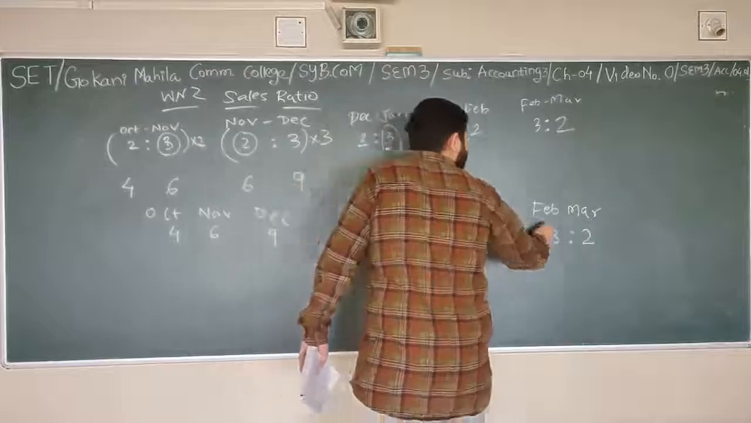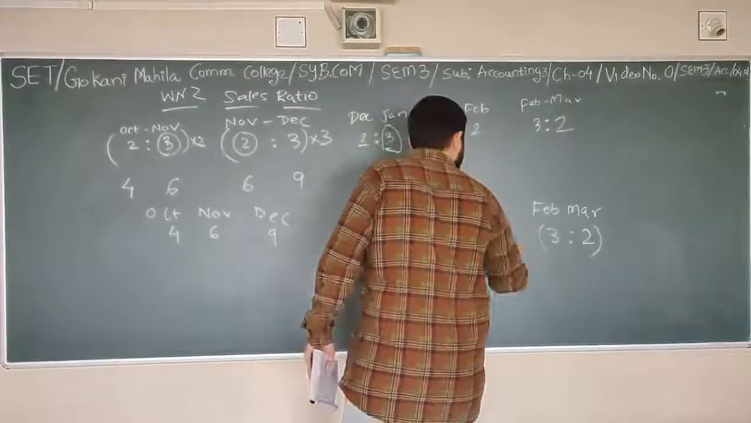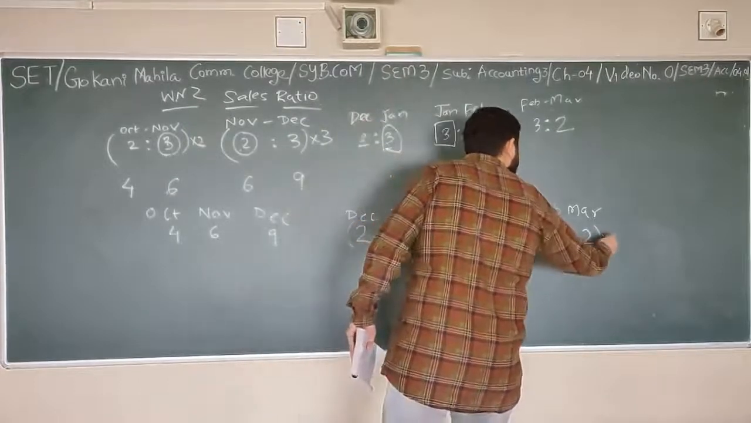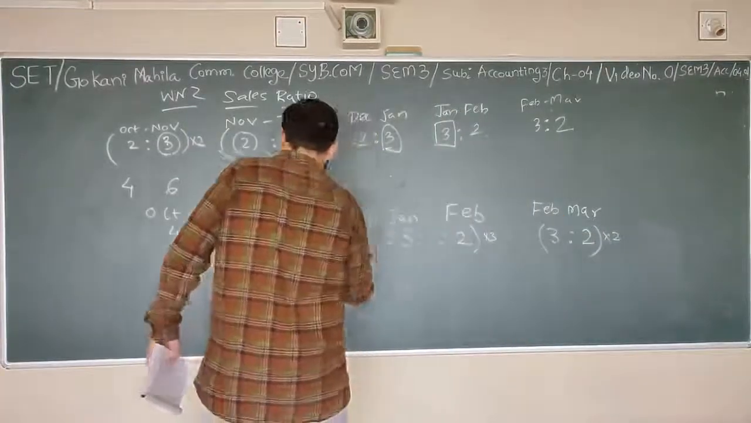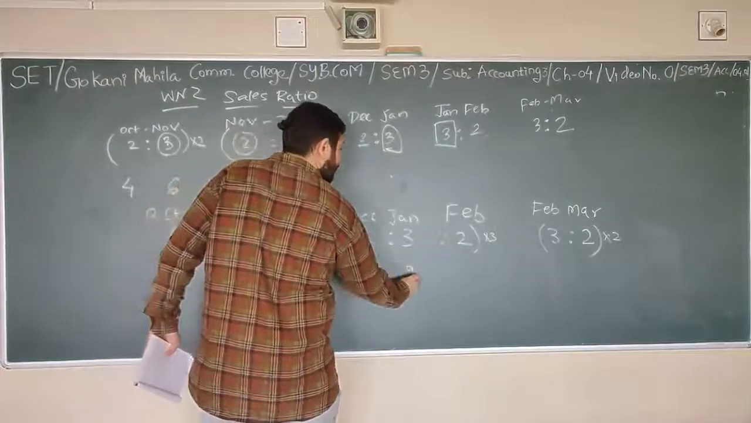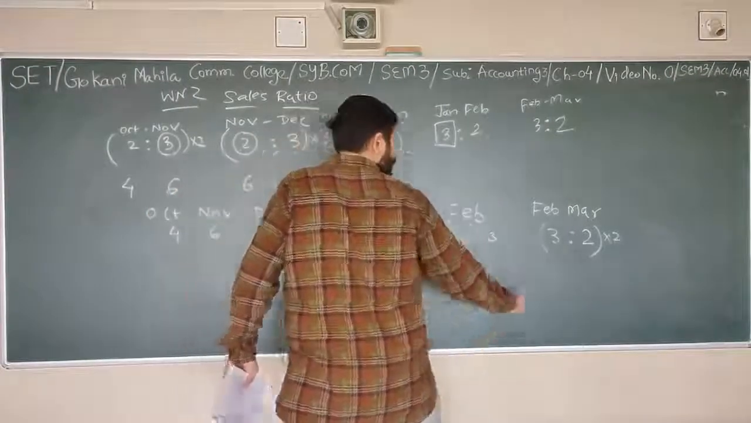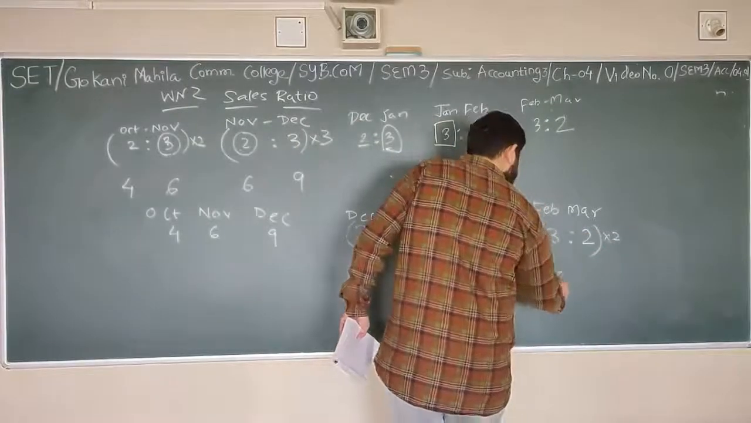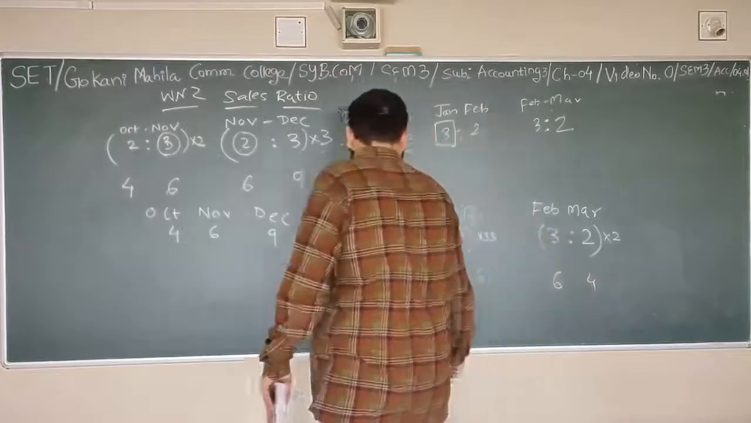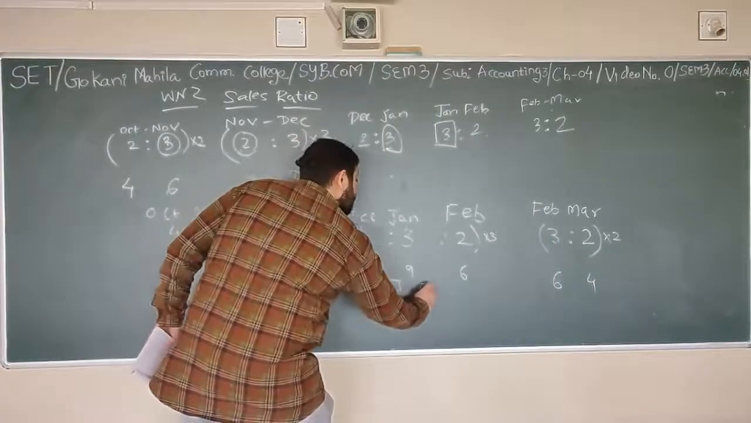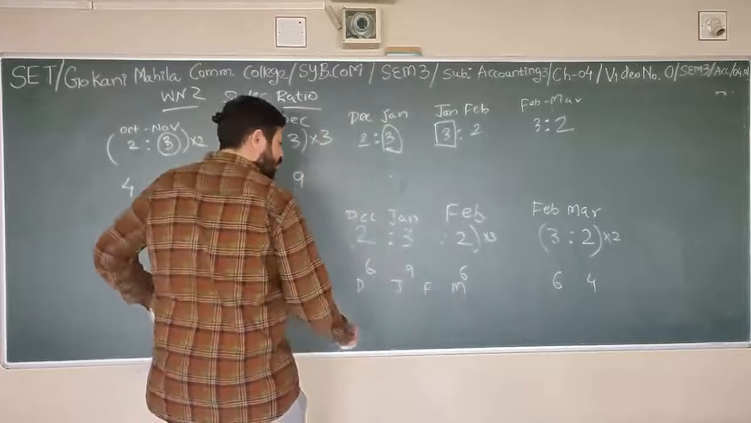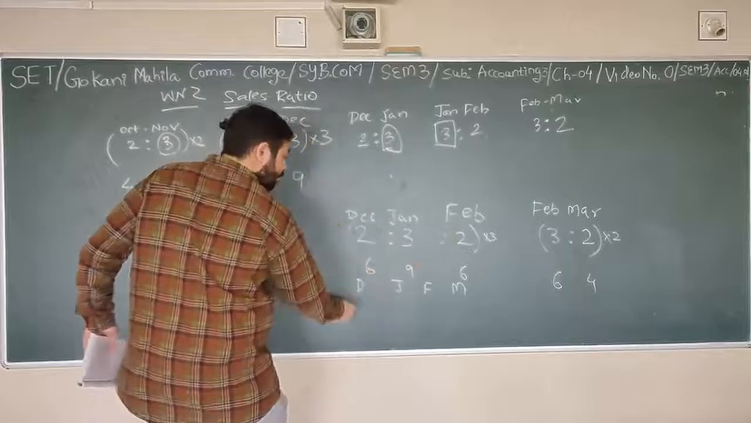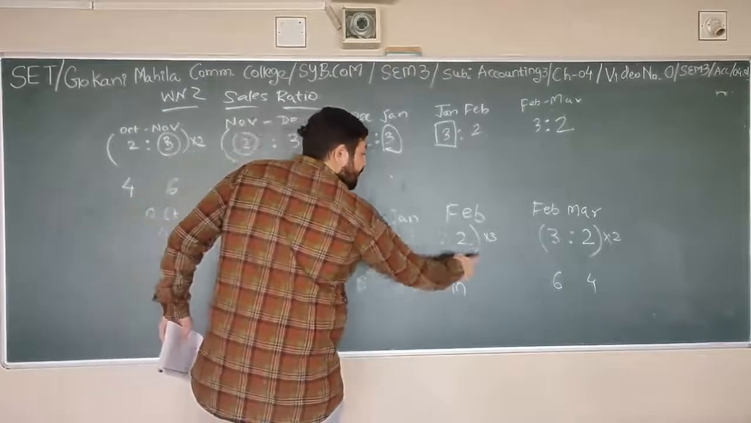So what we are doing here, 3 is to 2. For February, we are making it common. So multiply 3 by 2, so what we are getting? 6, 9, 6. Here what we are doing, 3 is to 2, 6, 4. So here again December, Jan, Feb, March. The ratio is what? December, Jan, Feb, March. Here it is going to be 6, 9, 6, 6, 4.